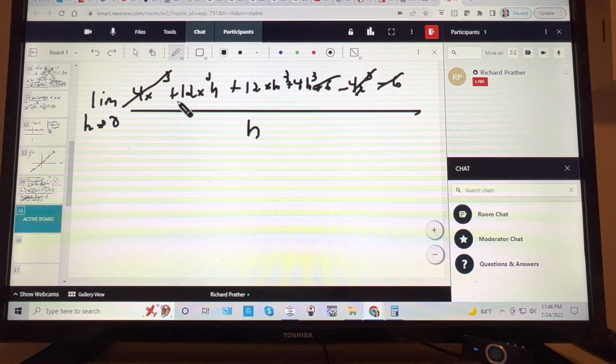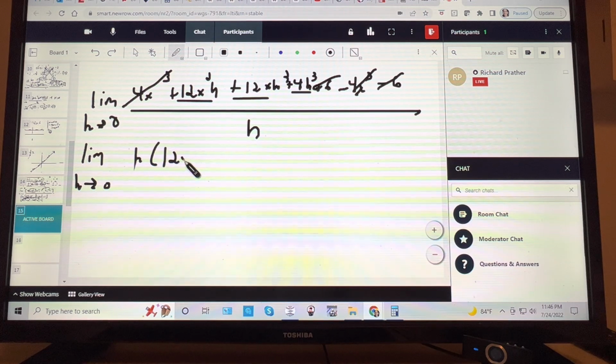So what's left? There's 1, 2, 3 terms left, and all 3 of them have an h. So I can factor out an h. Take this h away, you'll have 12x squared left. Take 1 h away, you'll have 12xh. Take an h away, you'll have 4h squared.